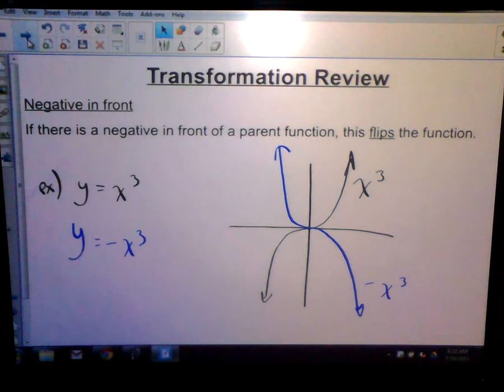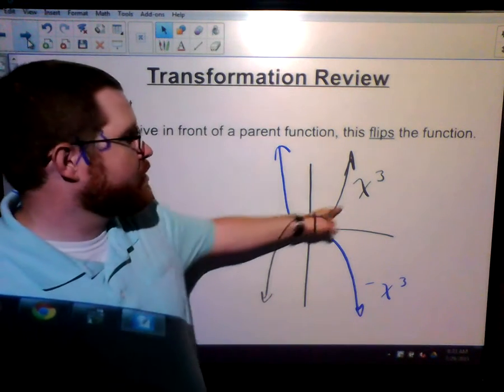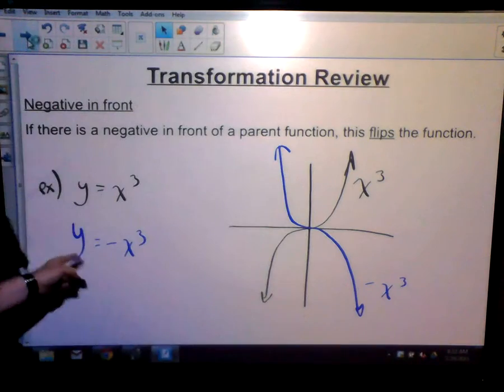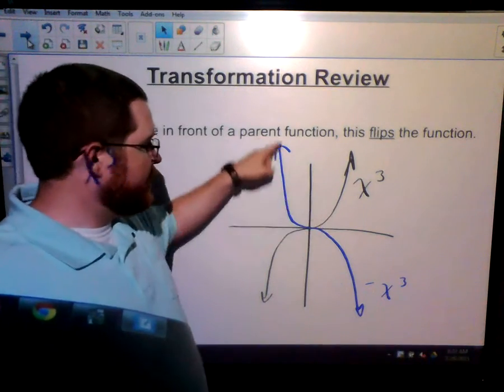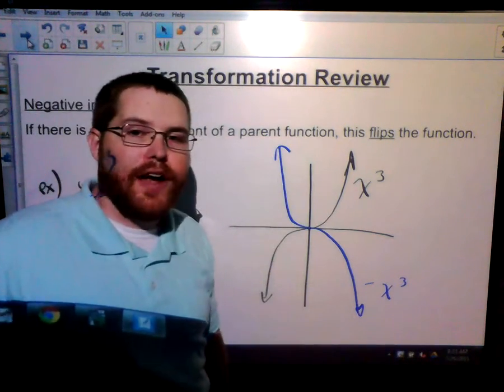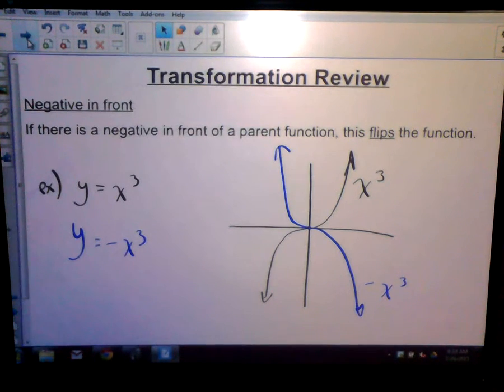What does a negative in front do to the equation? Well, a negative in front flips the equation or reflects it over the x-axis. So here's a parent graph, x cubed. If I put a negative in front of it, it flips it and gives us the new graph, the blue graph, negative x cubed. So negative in front reflects it over the x-axis or flips it.